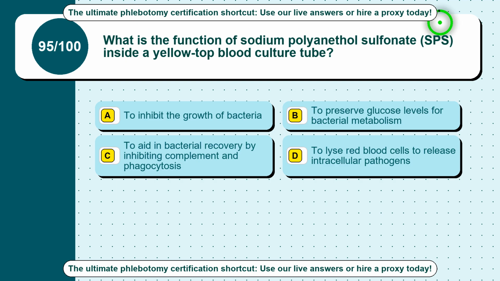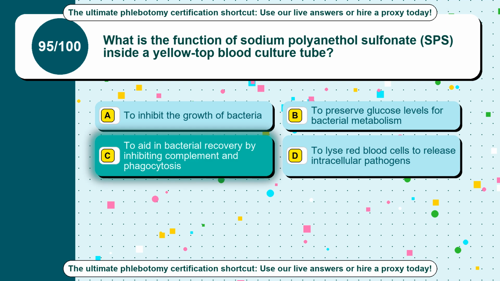Question 95. What is the function of sodium polyanethol sulfonate, SPS, inside a yellow top blood culture tube? Option A, to inhibit the growth of bacteria. Option B, to preserve glucose levels for bacterial metabolism. Option C, to aid in bacterial recovery by inhibiting complement and phagocytosis. Option D, to lyse red blood cells to release intracellular pathogens. The correct answer is option C, to aid in bacterial recovery by inhibiting complement and phagocytosis.